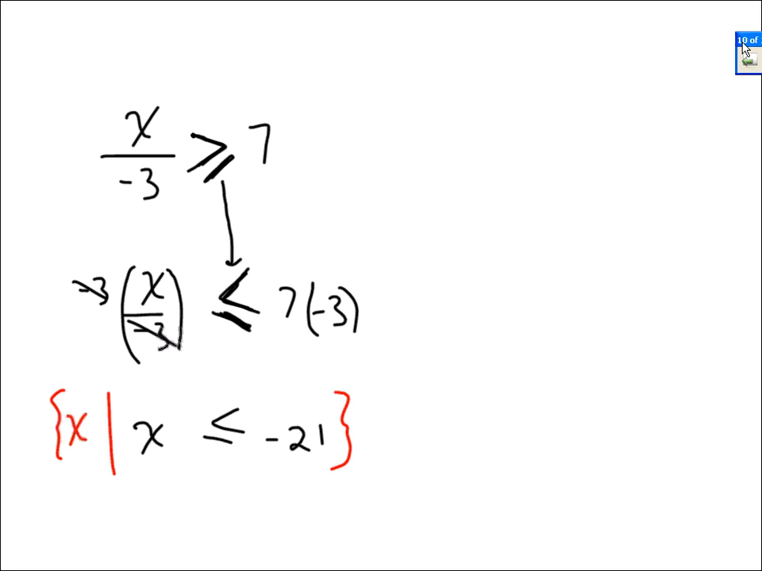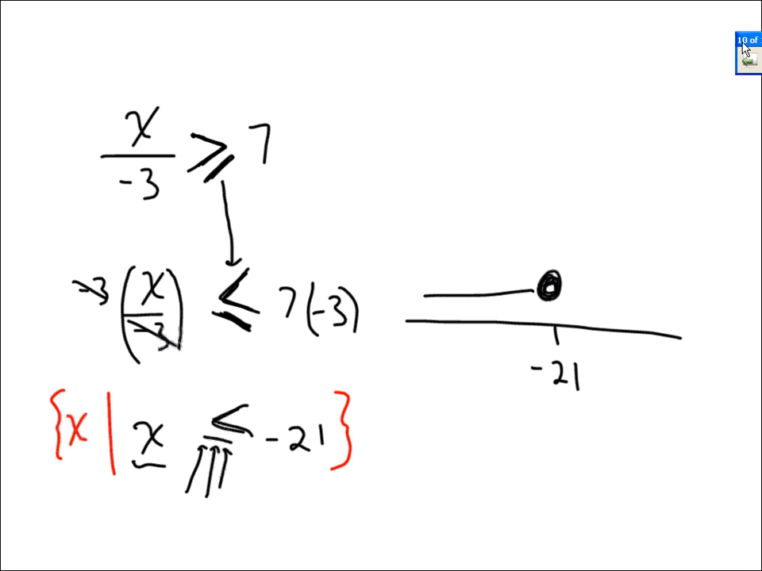We want to draw this on a number line. Here's negative 21. It can equal it. I know it can, it says equal right there. And since x is first, the arrow goes to the left. Okay, I go to the left. The left end point is at negative infinity. The right end point is at negative 21. I include negative 21. Do not include infinity ever.